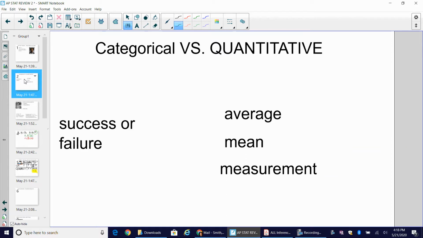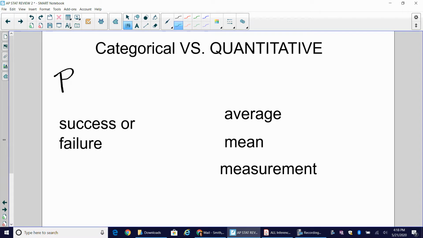So categorical versus quantitative. This is the question you need to start out asking yourself. When you read through these questions, you need to know what you're working with. What kind of data is it? Categorical, we're going to be using p if we're looking at the population proportion, or p hat if we're working with sample proportions. But it really comes down to this idea: can you put things into categories? Can you think of something as a success or a failure? Binomial probability is also categorical because we break it down in the same idea, success or failure.